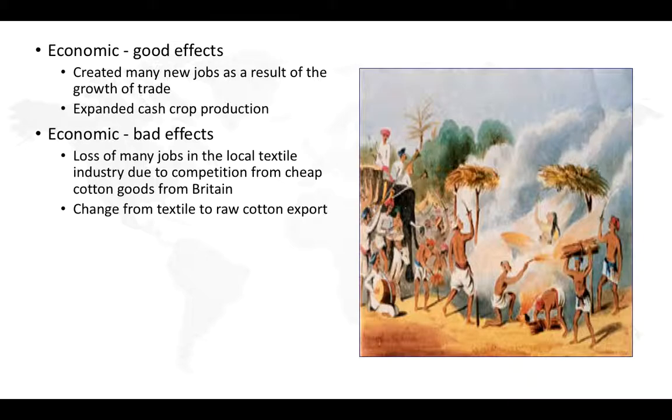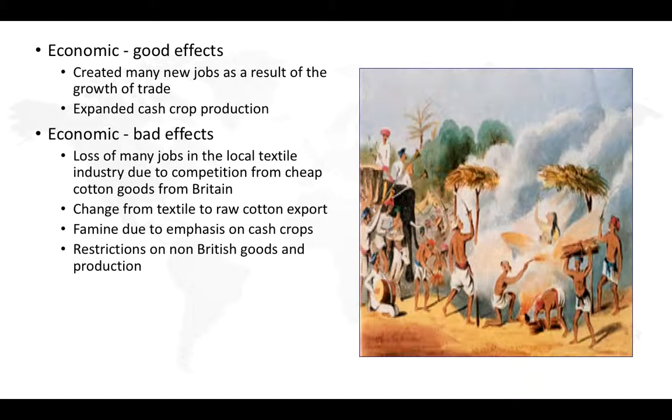And we're going to see them change from more of a textile based trading zone to a raw cotton export, that's going to be then sent to Britain. And we see a famine due to the emphasis on cash crops. Without that pre-existing government, we're going to see a breakdown of their economic system. And restrictions are placed on non-British goods and production.